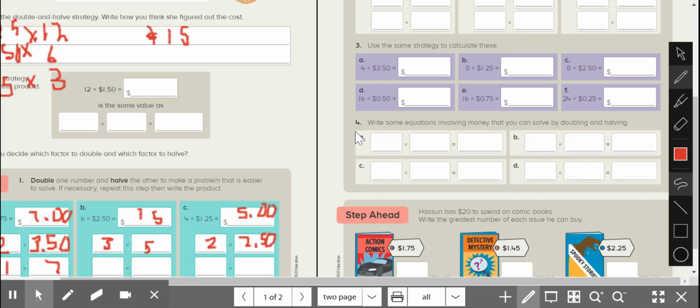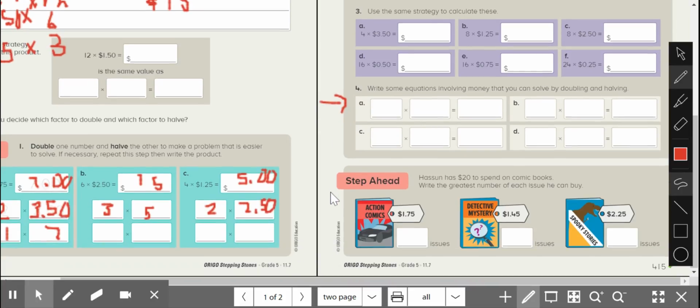Number 4 says write some equations involving money that you can solve by doubling and halving. Ooh, this could be done a variety of ways. So good luck there. And then this bottom one. Hassan has $20 to spend on his comic books. Write the greatest number of each issue he can buy. He can spend $20. So which one of these can he buy the greatest number of each issue?